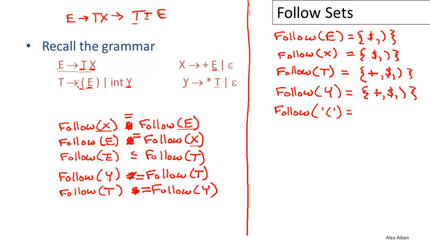And the first of T was what? It was open paren and int. Okay. And if you think about this for a minute, this makes complete sense. What can come after an open paren in any valid string in this grammar?